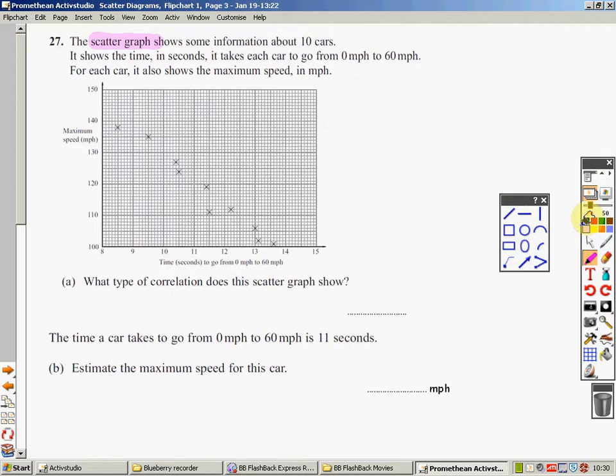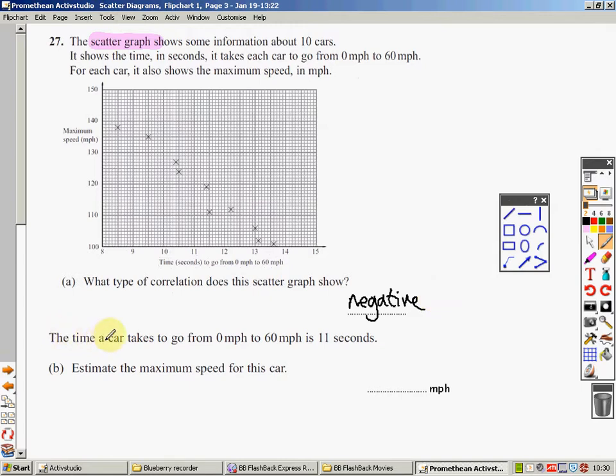Well, differently than the previous questions, we've now got a case where the pattern of numbers seems to be going down. As the time increases, the maximum speed decreases. So that is known as negative correlation. So we must write the word negative.